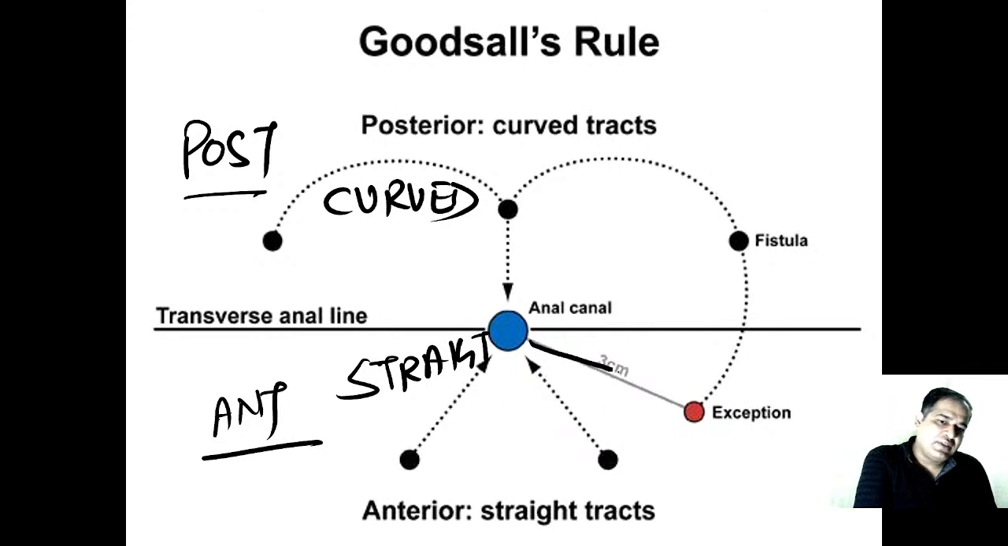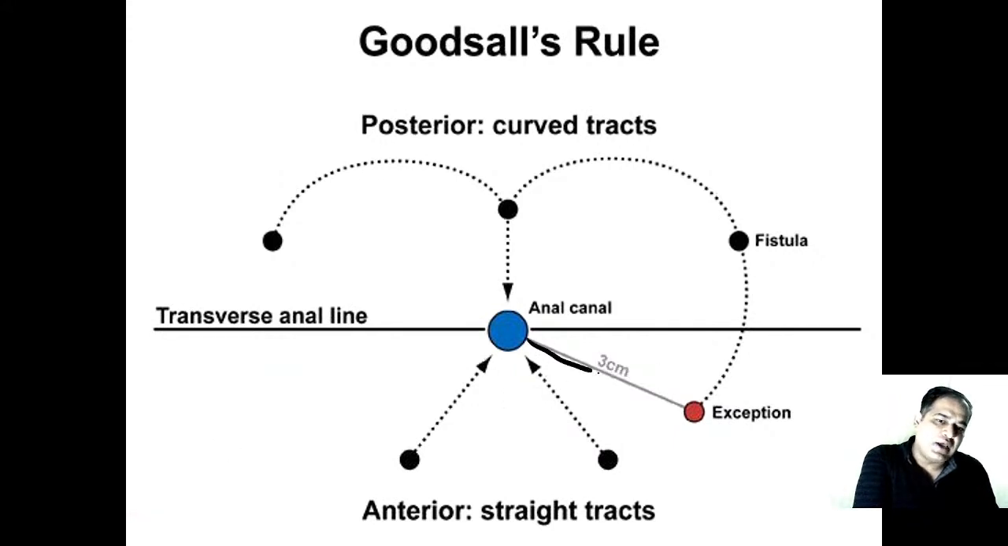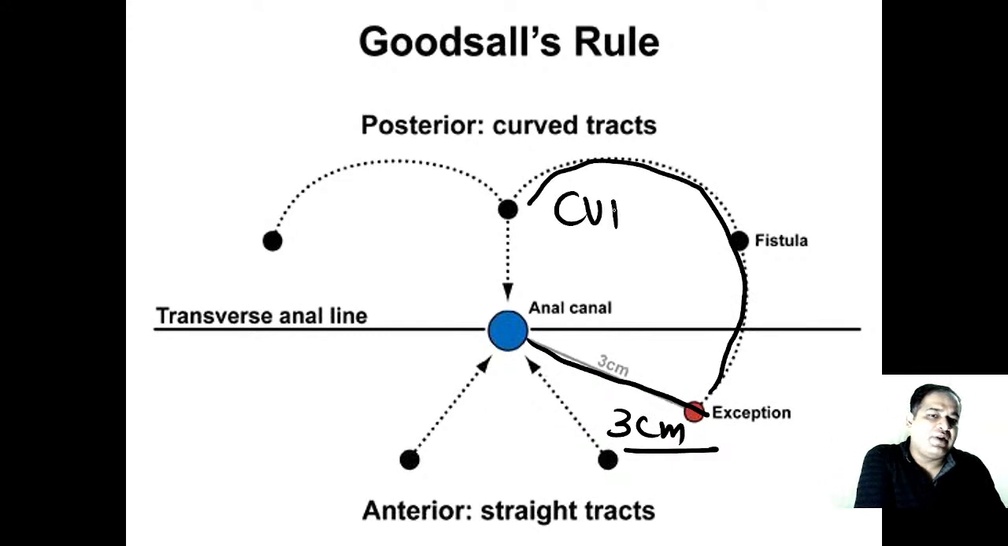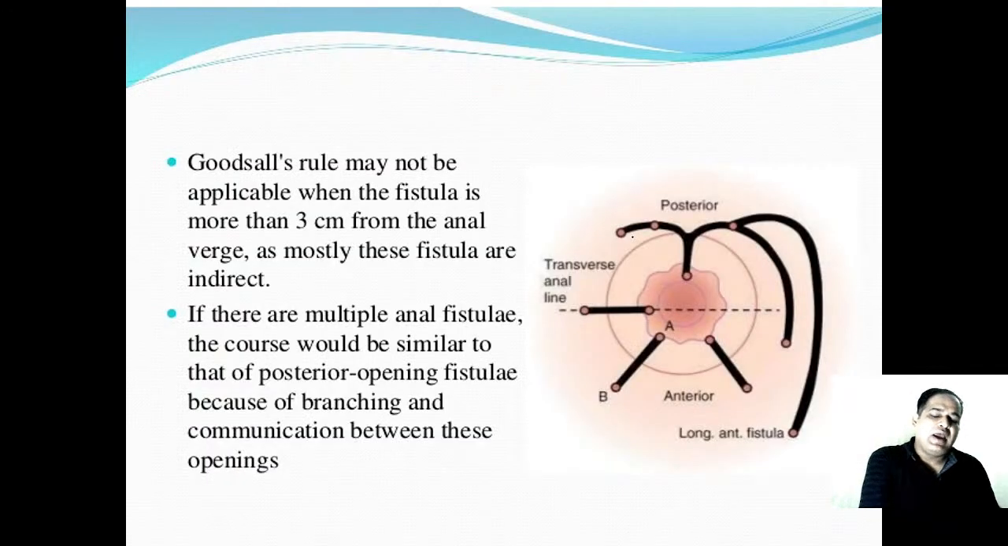So if there is a long fistula in the anterior compartment and the external opening is at least 3 centimeters away, the fistulous tract in that case will still be curved, and internal opening will be midline.